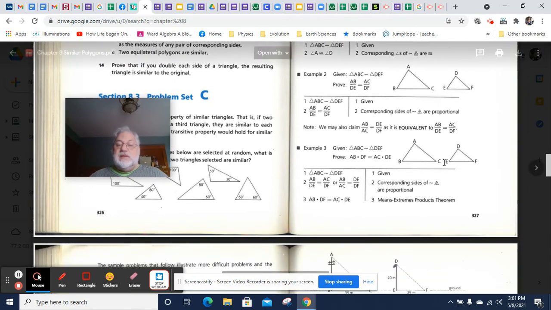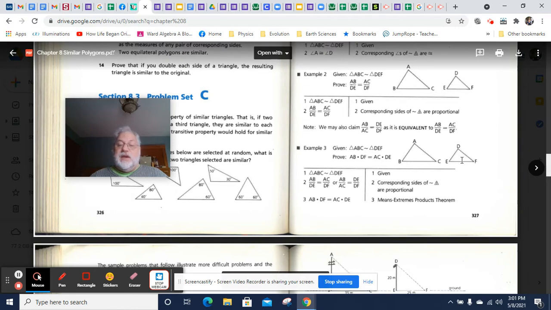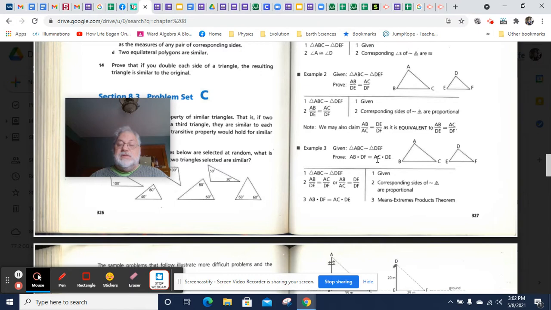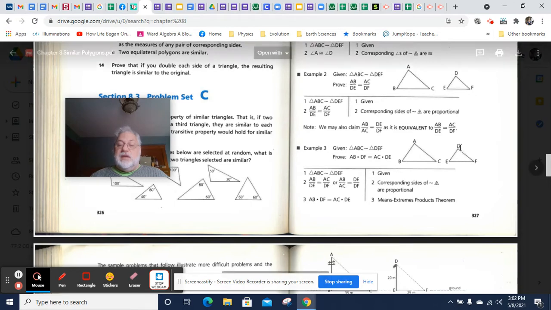Now, in example 3 here, we've got triangle ABC is similar to DEF again. Now, we're supposed to prove that AB times DF equals AC times DE. So this is just taking that proportion one step further and saying the product of the means equals the product of the extremes. So there's AB and DF and AC and DE.